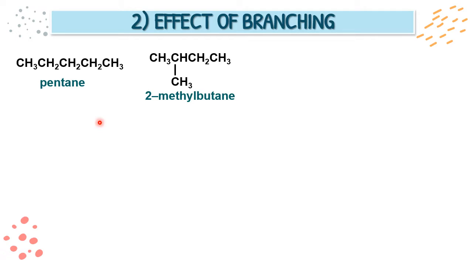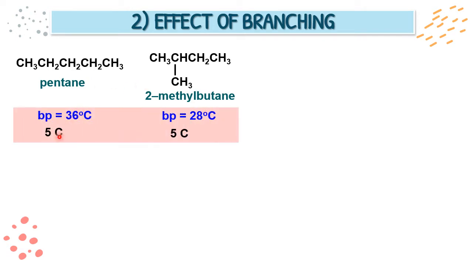Okay, so here I have two alkanes, pentane and 2-methyl butane. If you look closely at these two alkanes, both have 5 carbons, so we have C5H12. So the molecular mass is the same. That's why we cannot use the effect of molecular size for this one.